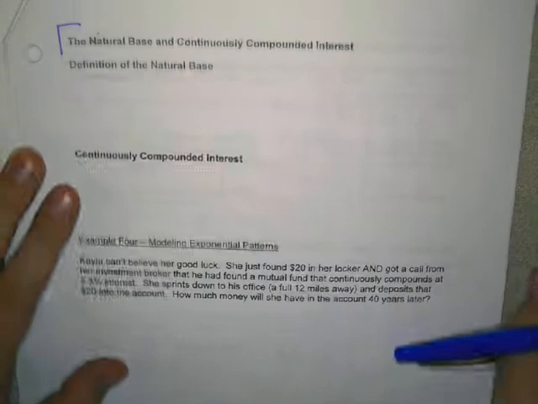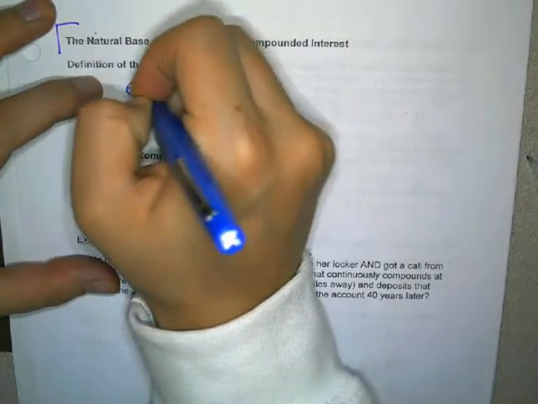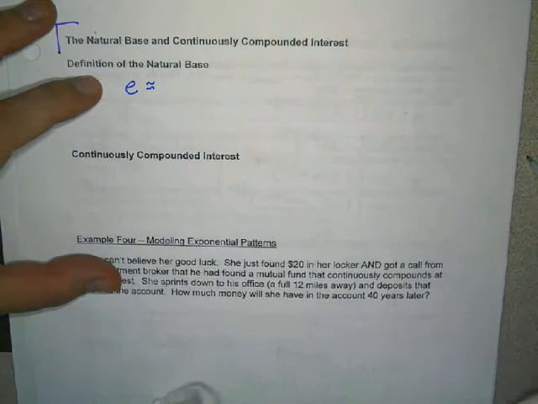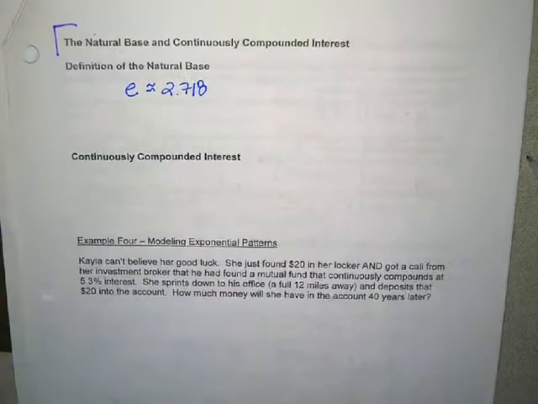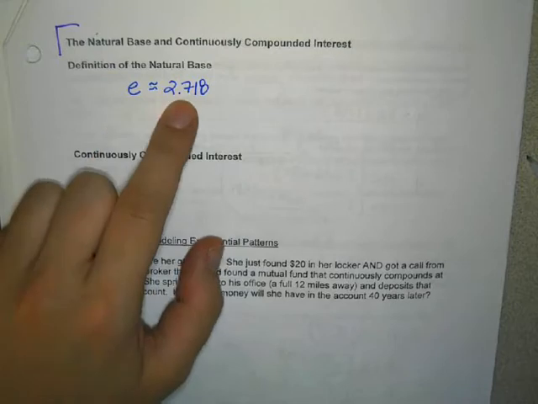Right before example 4, we left off. We're talking about something called the natural base and also something called continuously compounded interest. The definition of the natural base is this letter E that's approximately equal to 2.718. When you see this E in math from now on, you know it's going to represent this number. Much like pi, when you see pi, it represents the number 3.14.